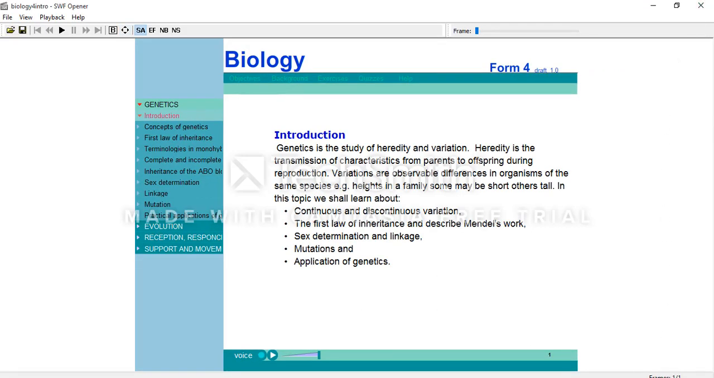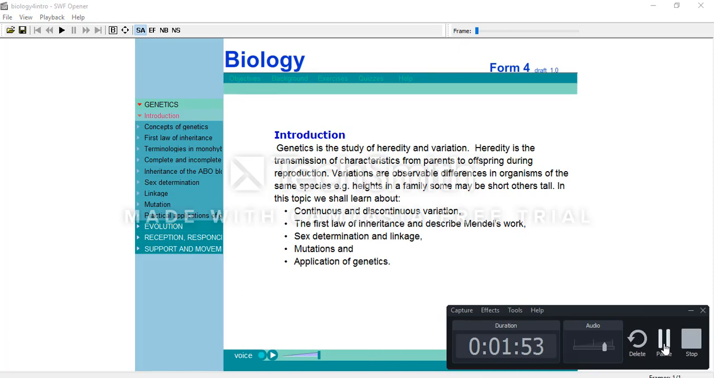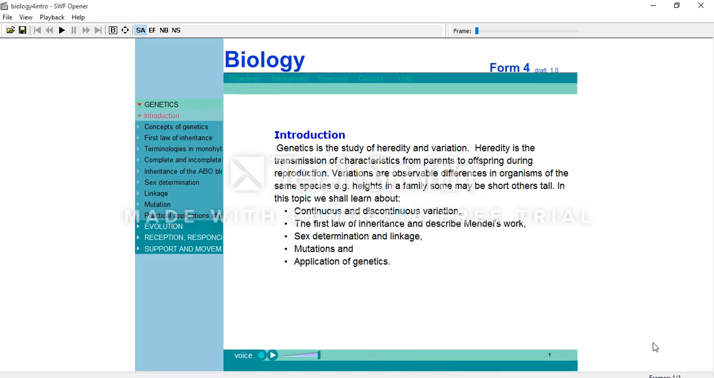For example, heights in a family. Some topics we will cover are continuous and discontinuous variation, the first law of inheritance and describe Mendel's work, sex determination and linkage, mutations, and application of genetics.